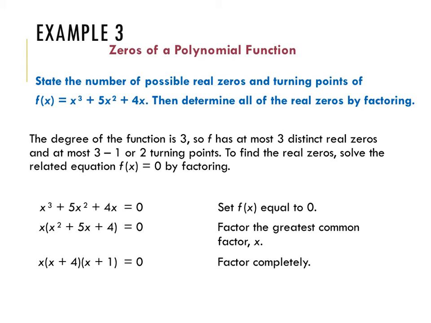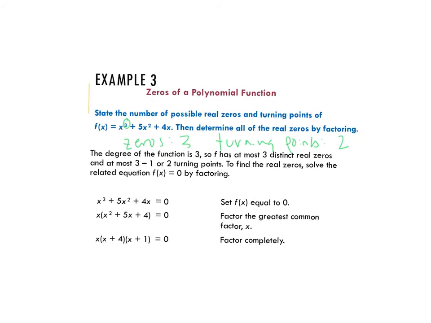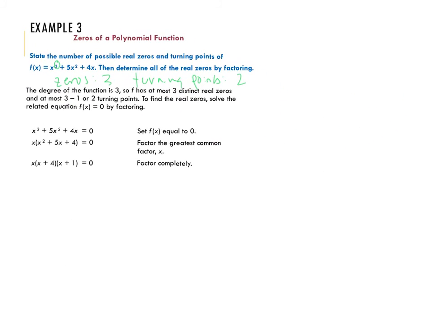So for the possible number of zeros, I would say there are 3 possible because my highest degree is a 3. And the number of turning points is equal to 2 because it's just 3 minus 1. Now, though, I want to go into the factoring, which is the more fun part if you ask me. But then again, I am a math teacher.